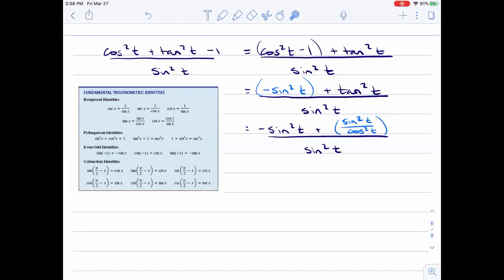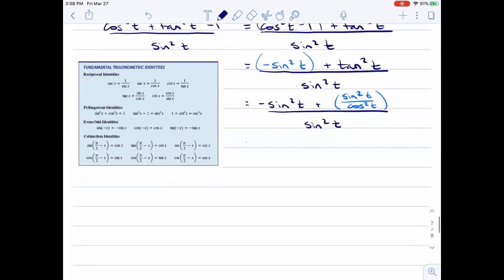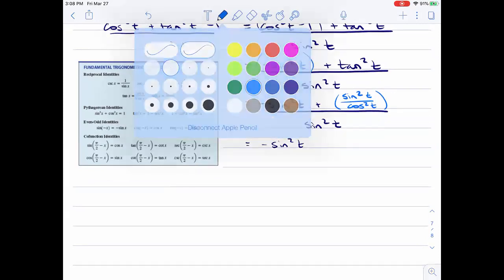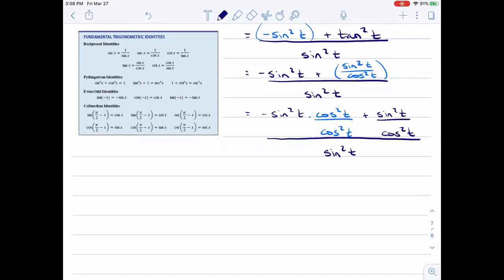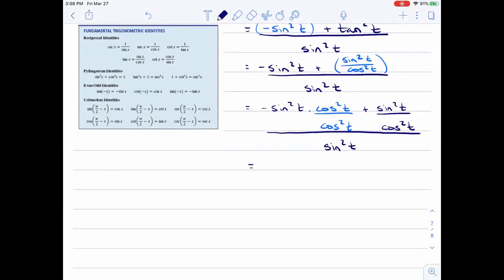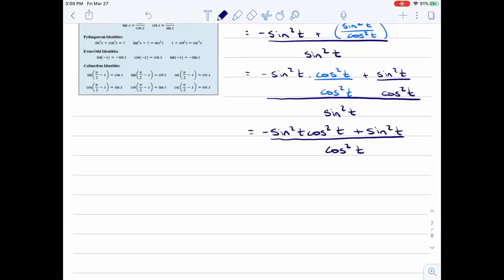Before I can join these, I have to get them over a common denominator. And so I want negative sine squared t times cos squared t over cos squared t, plus sine squared t over cos squared t, all over sine squared t. Okay. All right. Let's combine these here. So I've got negative sine squared t cos squared t plus sine squared t over cos squared t, over sine squared t.